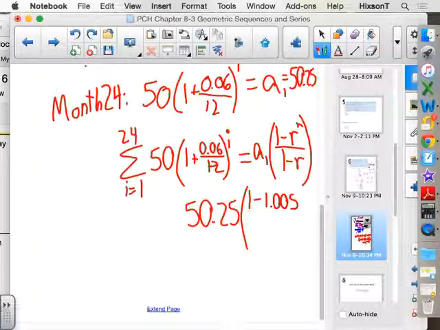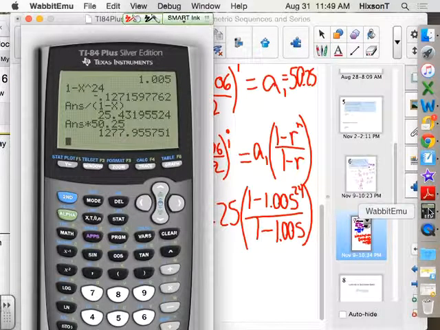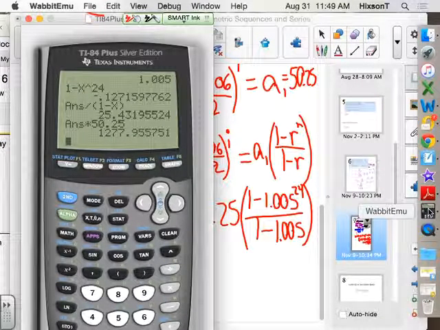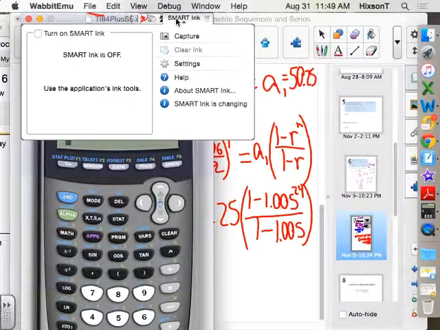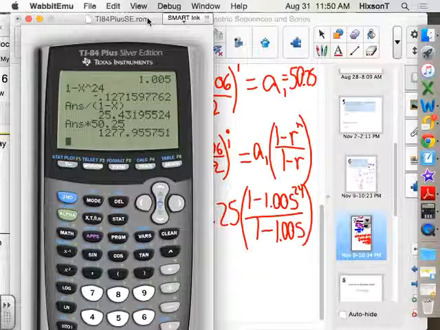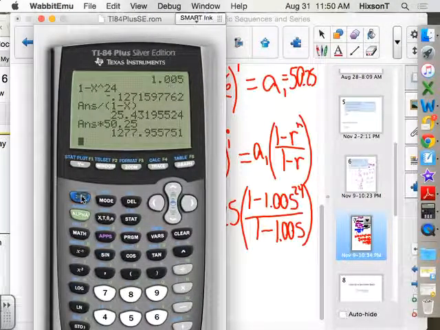Different formulas. So we have 1 minus 1.005 to the n. n is 24. That's over 1 minus 1.005. Okay? Now it's just a matter of using our calculators carefully to come up with our solution. Okay? Let me show you one thing, however, with the calculator. Alright? Will this actually still work or no?